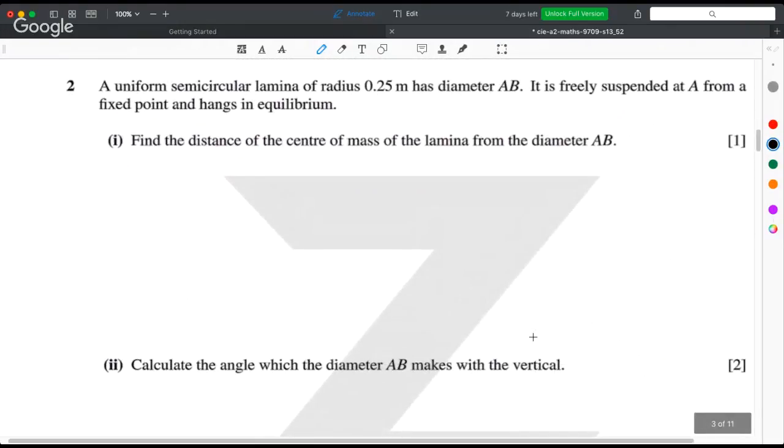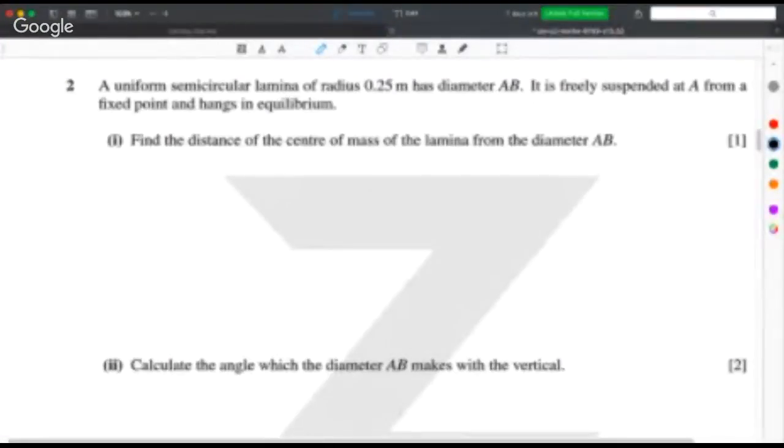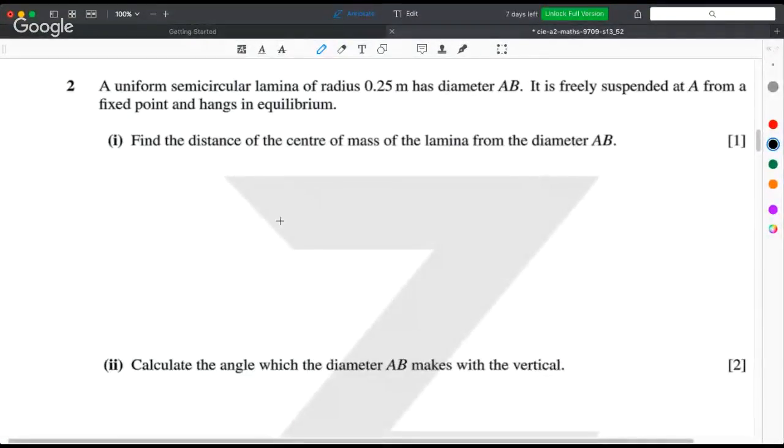Okay, question 2. So here, this is about centers of mass. So they love these kind of questions where they have some relatively simple object, but not too simple, which is hanging from a point. So it's a uniform semicircular lamina. Uniform means that the mass is distributed uniformly, so you can use the equations that are given in the formula booklet, and you don't have to worry about any funky integration or anything. So here's our situation. We have some lamina, and it's hanging like so.